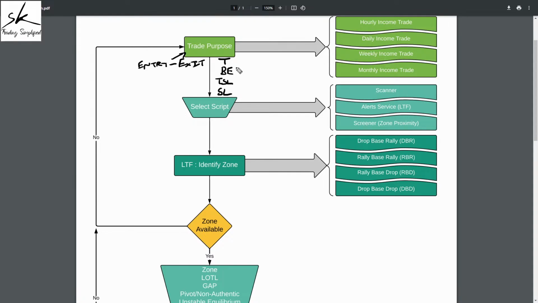And similarly, the smaller I want the duration for the trade, the smaller the time frame I should be using for my analysis. That is why trade purpose is the very first step we do, so that we can choose time frames which are in sync with that particular style of trading.